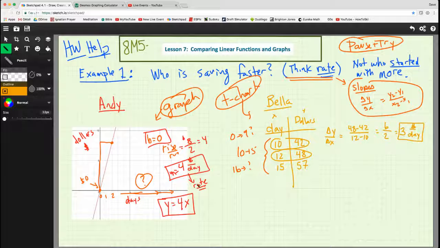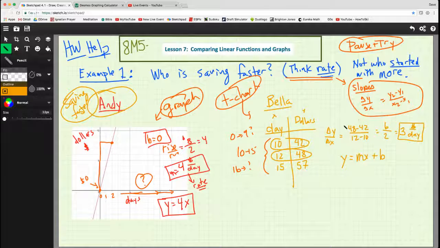So you can look and see who's saving faster. And we know, if you're just looking at the question here, that Andy is saving faster, because he saves $4 per day, and Bella's saving $3 per day. Now we can write the equation for Bella, but we don't really know the B yet. We can see how much Bella started with, and let's just go ahead and do that. Nothing in the question asks you this. In fact, I specifically say I don't want to know who started with more, but let's just see where Bella started.